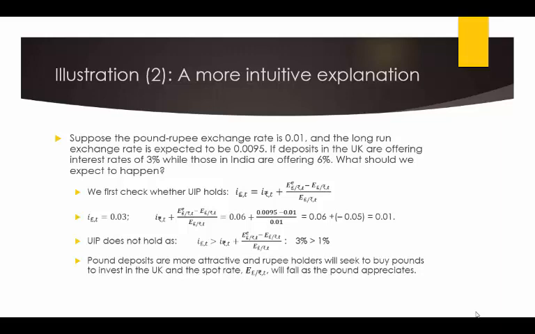In this example, note that the expected depreciation of the pound-rupee rate is negative 5%. That is, it appreciates by 5%. So for UIP to hold, the rate needs to depreciate by negative 3%. That is, to appreciate by only 3%. This happens by the spot rate appreciating today, so that over time it appreciates by less, that is by the 3%, in order to arrive at the expected future rate of 0.0095.